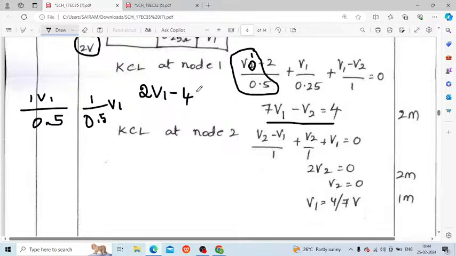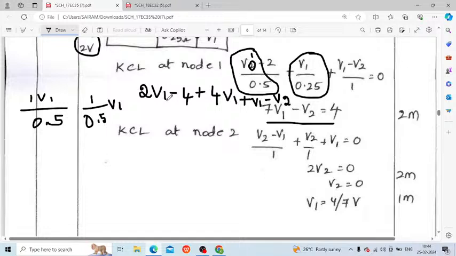Minus 4 plus, see this is also V1 divided by 0.25, which is 1 divided by 0.25, yes? Is it not? Okay. So here also you get 1 divided by 0.25 which is equal to 4 once again, 4 V1, right? And it is plus once again V1 minus V2. Right?